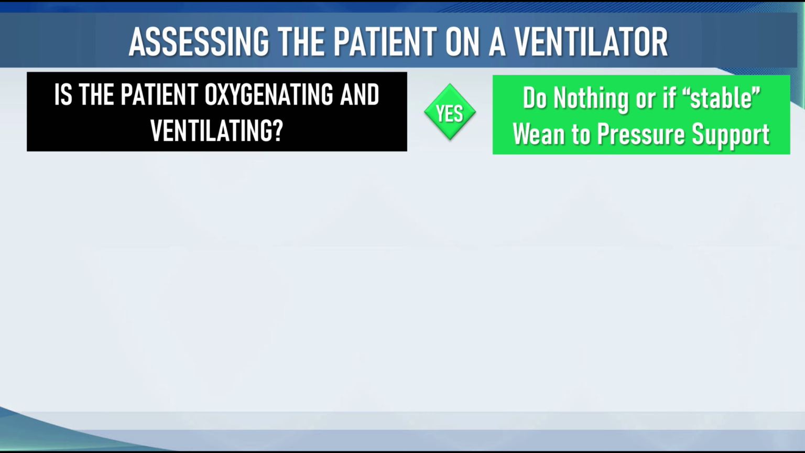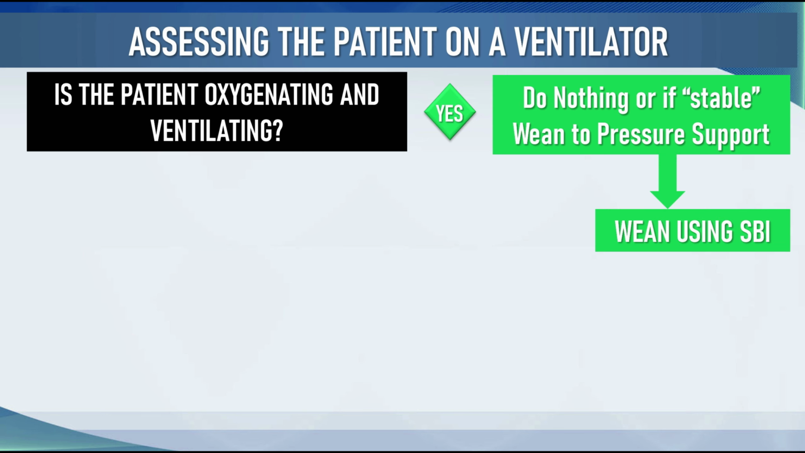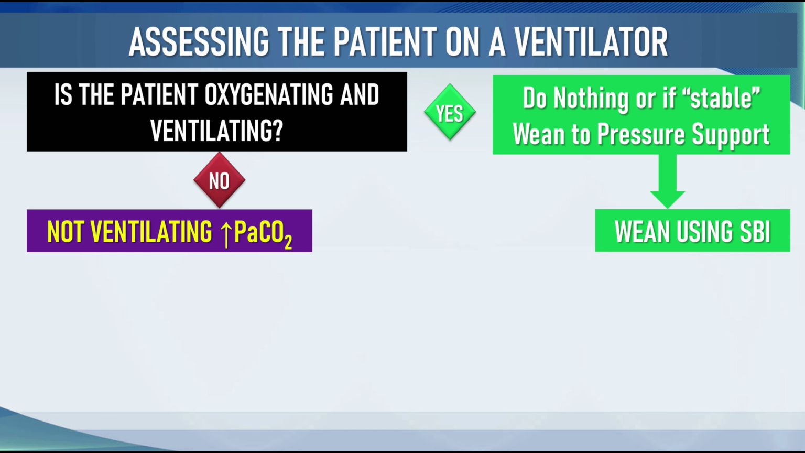Sometimes you won't because there is hemodynamic instability or something else going on, or they're paralyzed. But if they're not, then you wean to pressure support, and then you wean the pressure support using the spontaneous breathing index. If the patient is not oxygenating and ventilating, what do you do? Well, let's look at ventilation first. Not ventilating means high partial pressure of carbon dioxide in the blood.